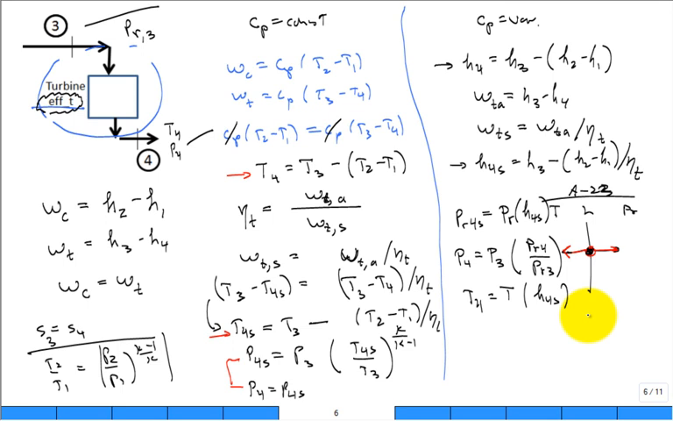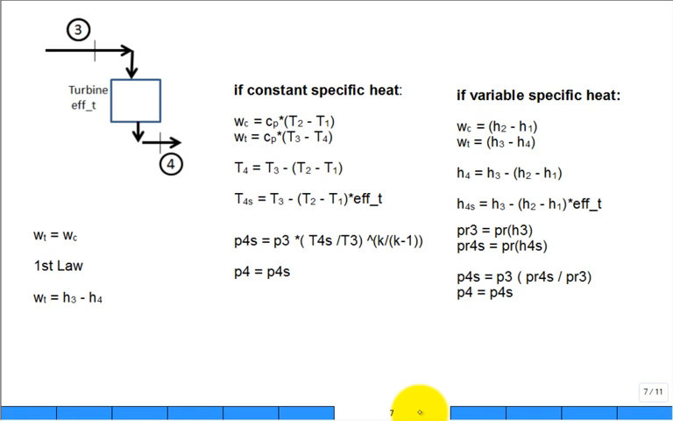Does that make sense? That was probably the hardest part of it, because that pressure, people struggle with. How do I get that pressure at the exit? Here's a summary of it. I think it's pretty correct.